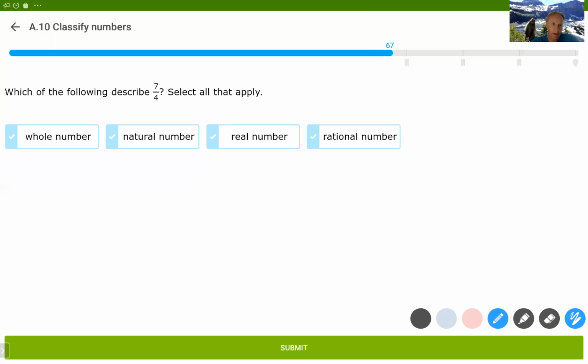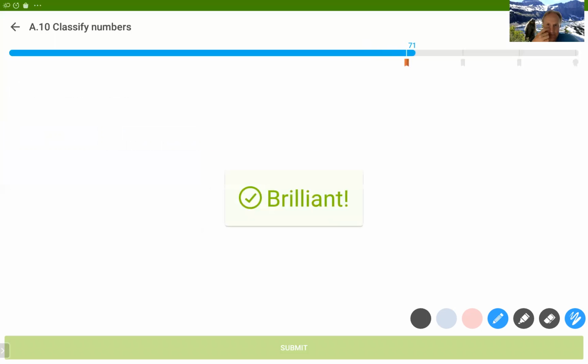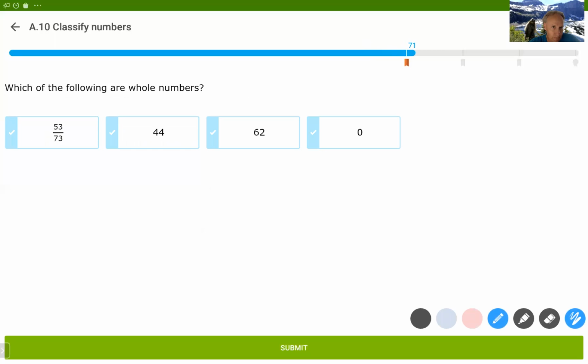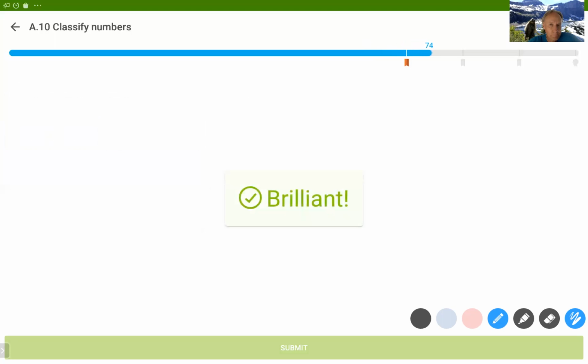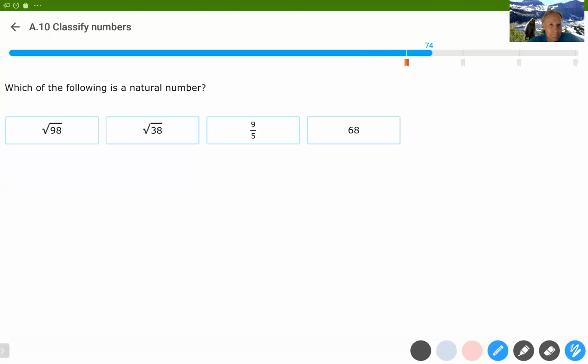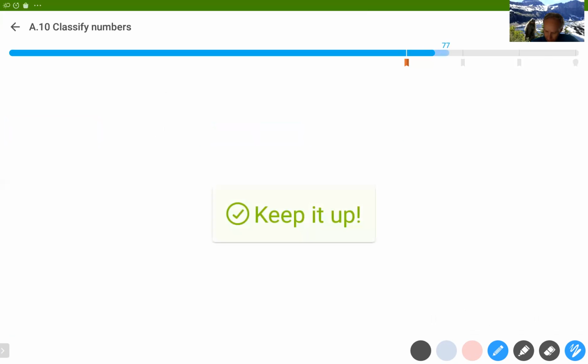7 over 4 is rational. It is a real number, and it is rational. Which of the following are whole numbers? 44, 62, and 0 is the smallest whole number. Neither one of these are perfect squares, so they're irrational. 68 is the only natural number.